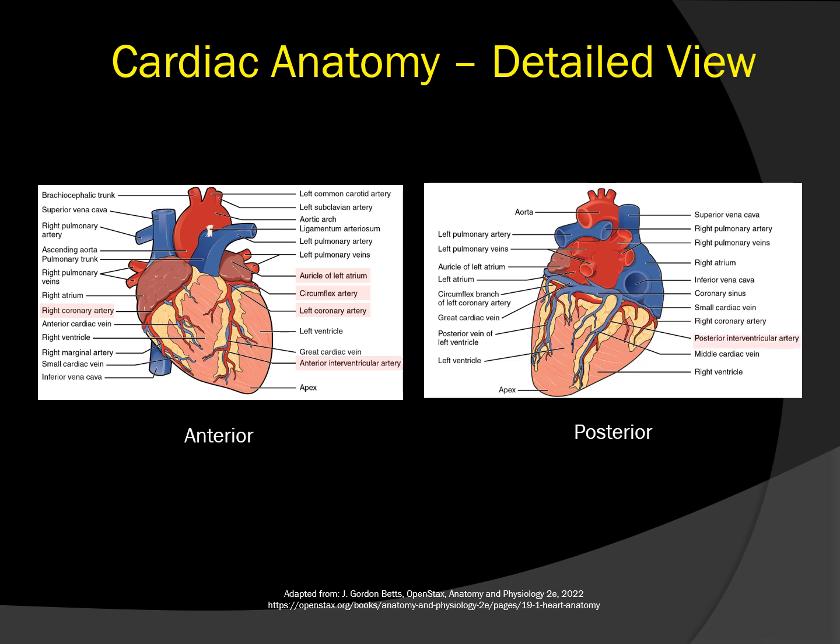The posterior interventricular artery, also known as the PDA or posterior descending artery, is the only one of the four major coronary arteries that does not arise from the aortic root or the LMCA. In about 70% of patients, this artery arises as a branch of the RCA. These patients are termed right dominant.